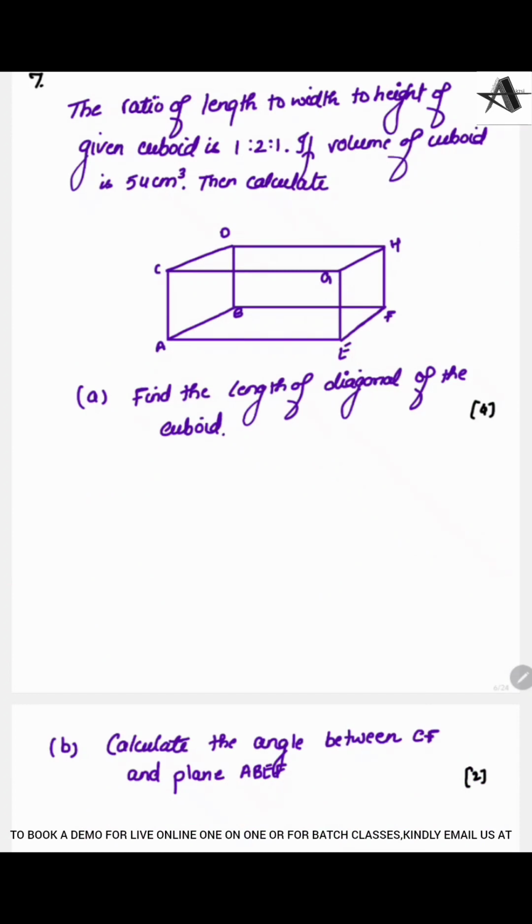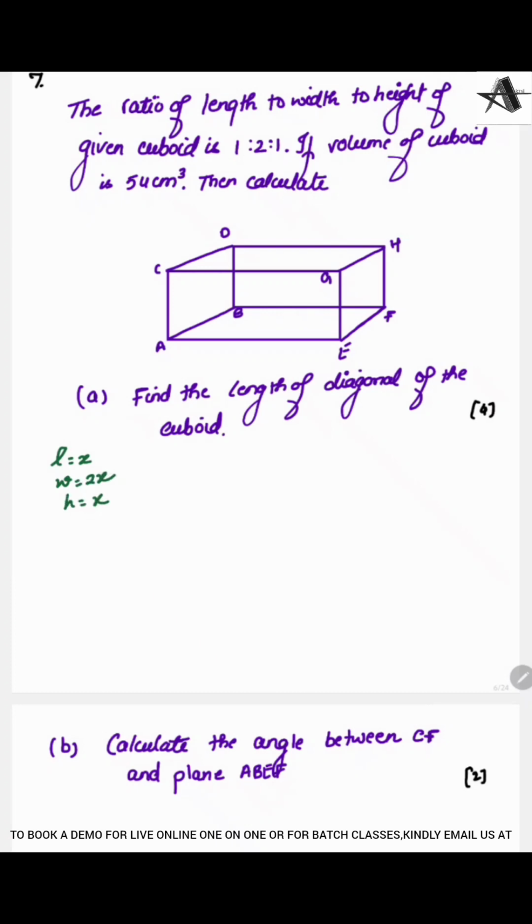Here the question says the ratio of length to width to height is given as 1:2:1 in a cuboid. If the volume of the cuboid is 54 centimeter cubed, then we have to calculate the length of the diagonal. And obviously to calculate the length of the diagonal, the first thing we have to go through is finding each length, that means the ratio is already given. So I would be saying length is x, width is 2x, and height is x.